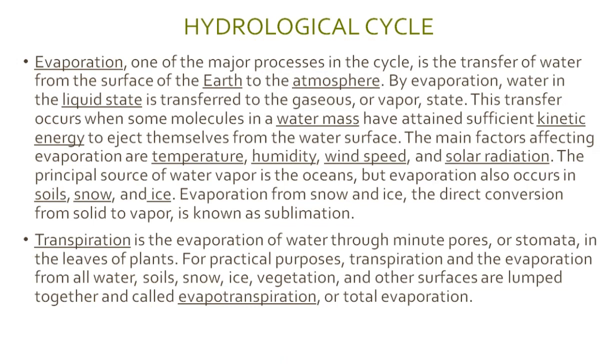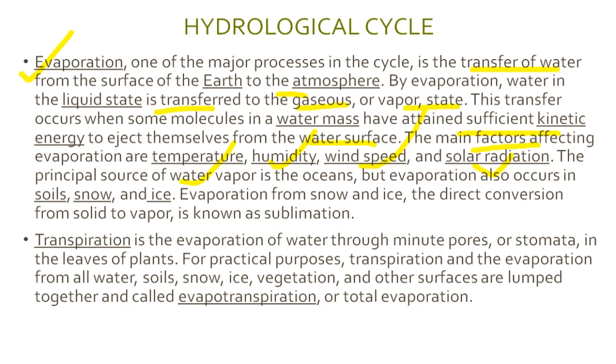Now we'll study each of the terms one by one in detail. So first of all, let us see what is evaporation. Evaporation is the transfer of water from the surface of the earth to the atmosphere. And by evaporation, water in the liquid state is transferred to the gaseous or vapor state. So this transfer occurs when some molecules in a water mass have attained sufficient kinetic energy to eject themselves from the surface water. So the main factors that affect evaporation are temperature, humidity, wind speed, and solar radiation. This is one important thing to remember.